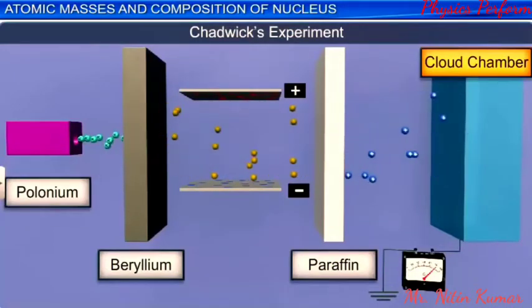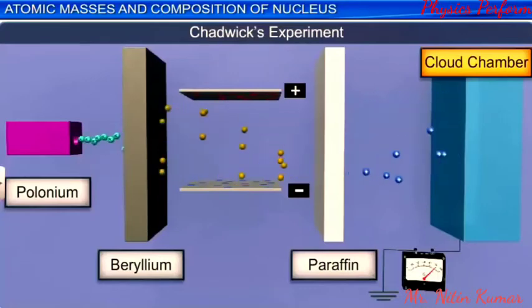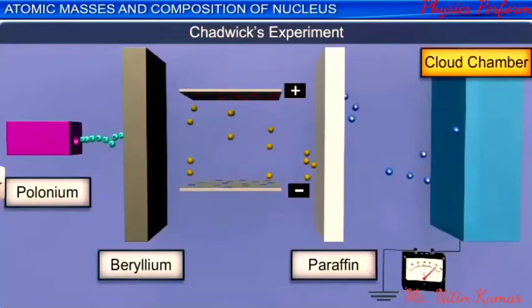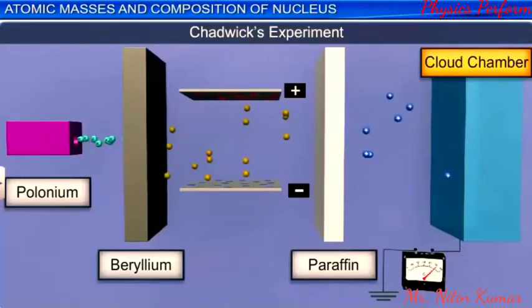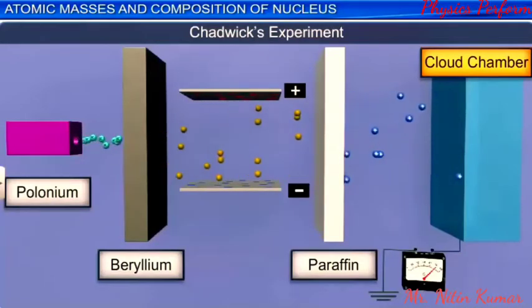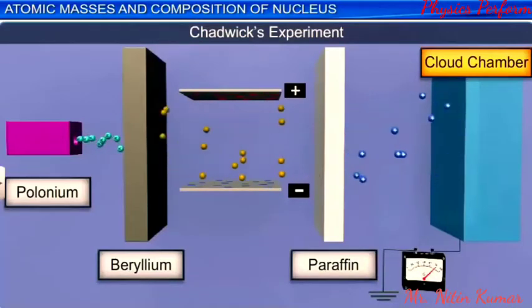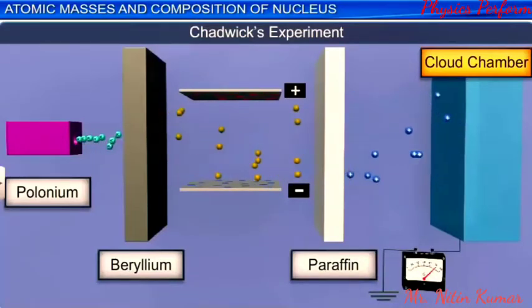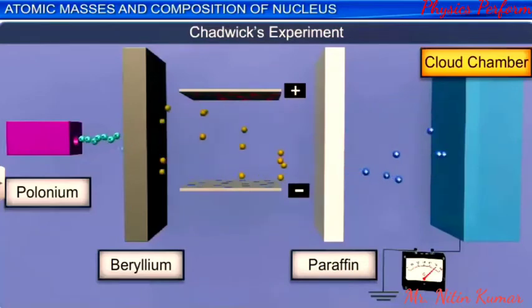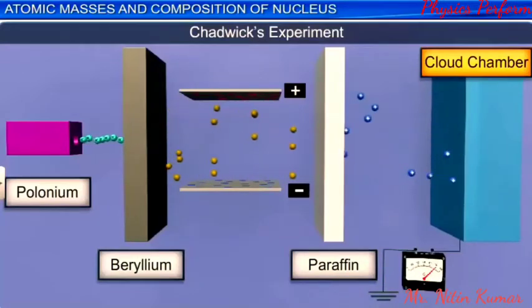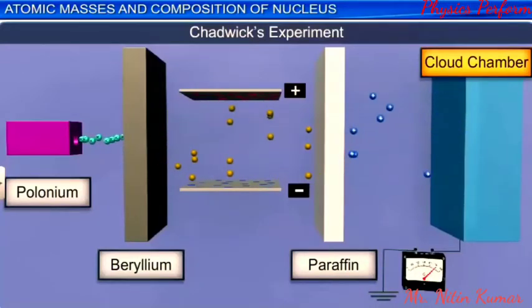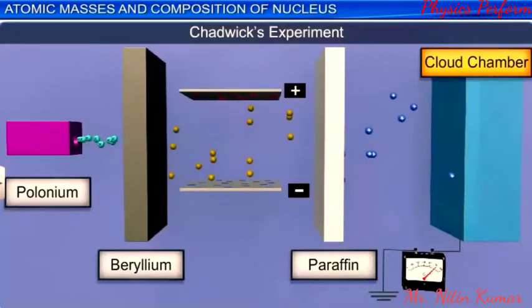Studies showed that to knock off a proton, a photon should possess huge energy. But the neutral particles observed in the experiment possessed much lesser energies. Yet, they were able to knock off the protons from the paraffin wax. Therefore, Chadwick assumed that these neutral particles were of the same mass as that of the protons.